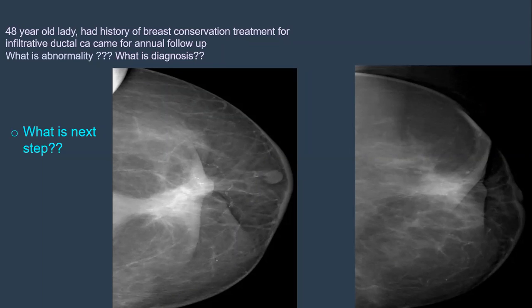It's showing a large area of asymmetry with associated skin thickening and trabecular thickening, nipple retraction, and calcification. This is the same as the previous, which showed the large area. Which one is the previous? At the left side, the left one is the previous image. I might show you the previous.